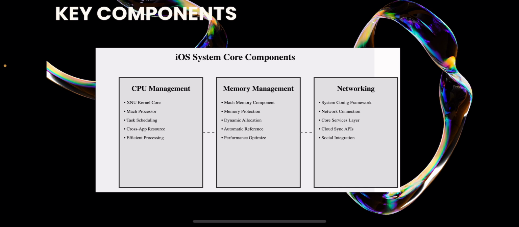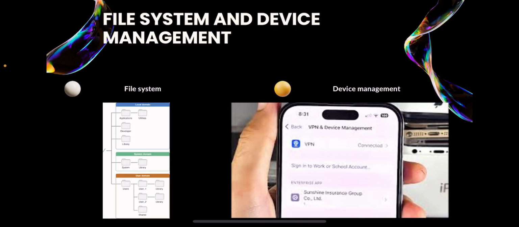The System Configuration framework in the Core OS, as I said, allows applications to communicate with and connect to nearby networks. Higher level networking APIs are available in the Core Services layer, enabling developers to implement features like cloud synchronization and social media integration.